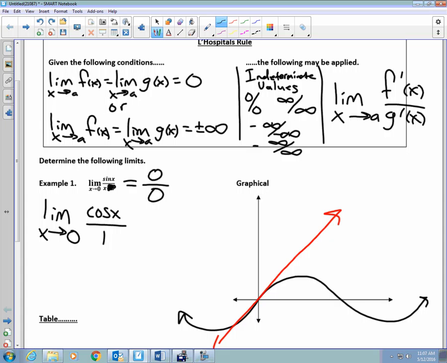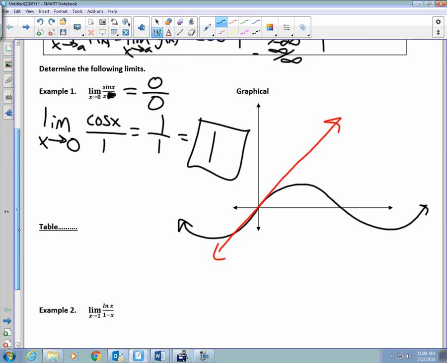When we first plugged in 0, we got 0 over 0. Let's take the derivative of the top and bottom and plug 0 in again. What's cosine of 0? 1. And then 1 stays 1, and I get 1. Hey, look at that. Now I got an answer. Turns out that 0 divided by 0 is 1 in that situation.